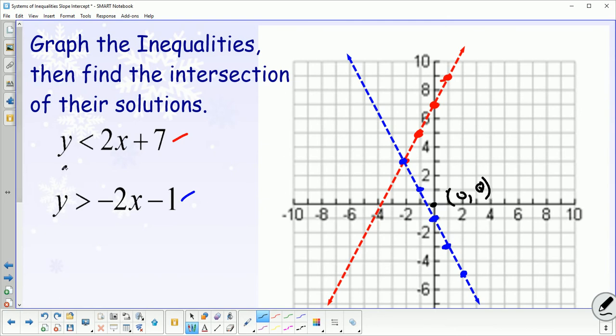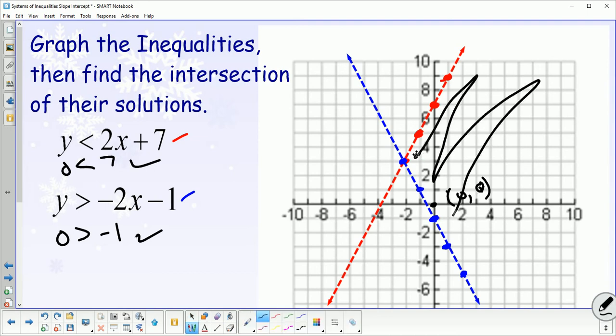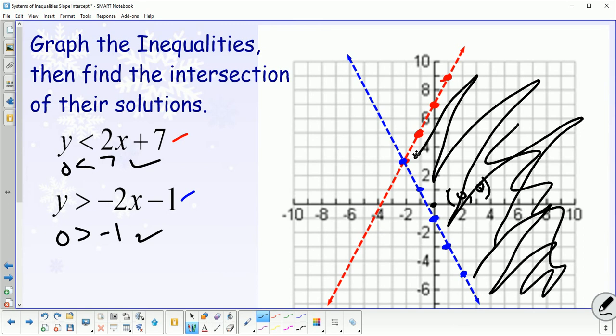If I plug that in, I get 0 is less than, this would be 0 plus 7, which is 7. And if I plug in the second one, 0 is greater than 0 minus 1. So 0 is less than 7, 0 is greater than -1, which we got lucky on this one. We only have to shade the first region we tested, just that first one.